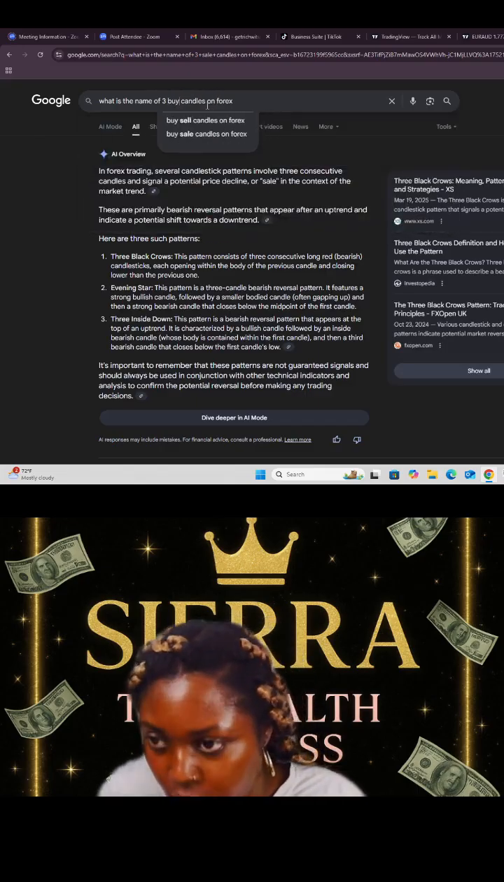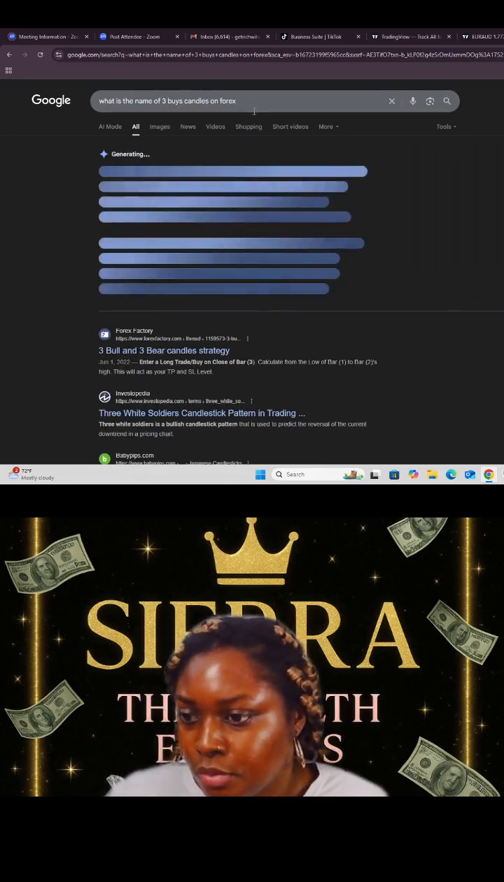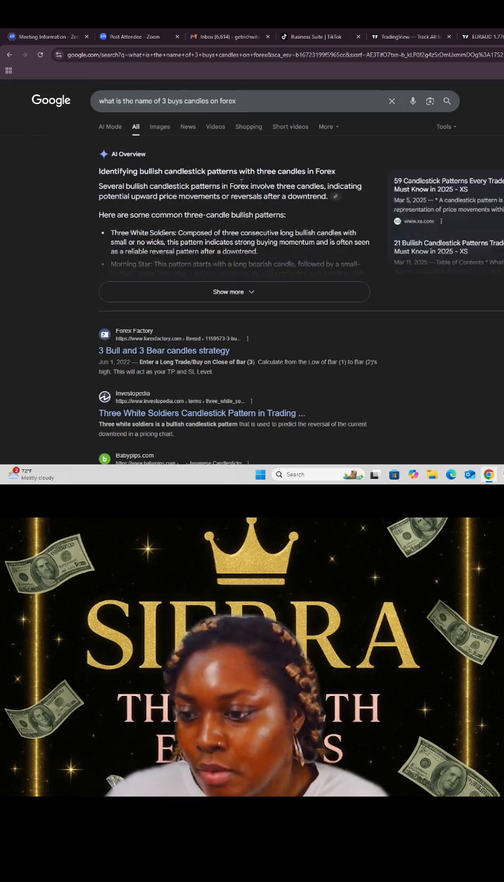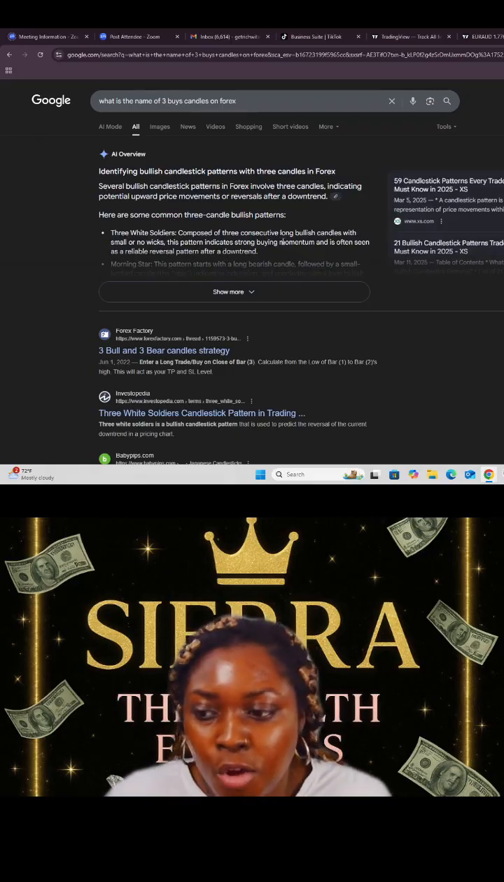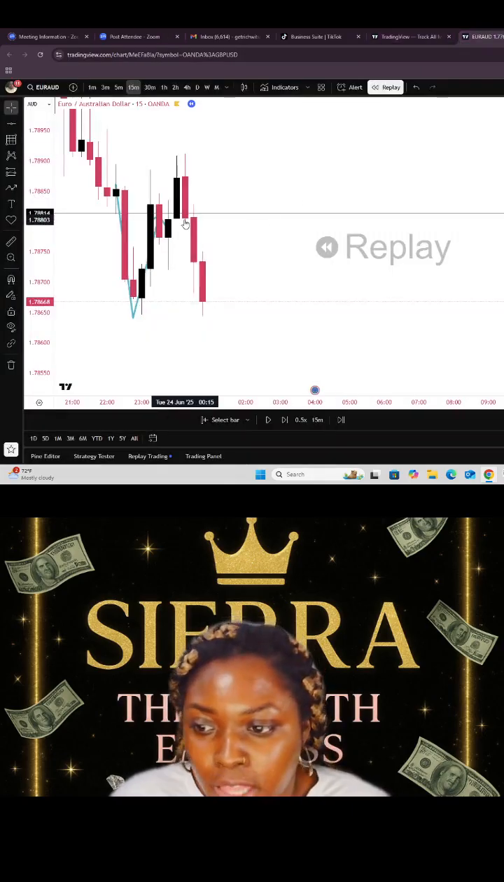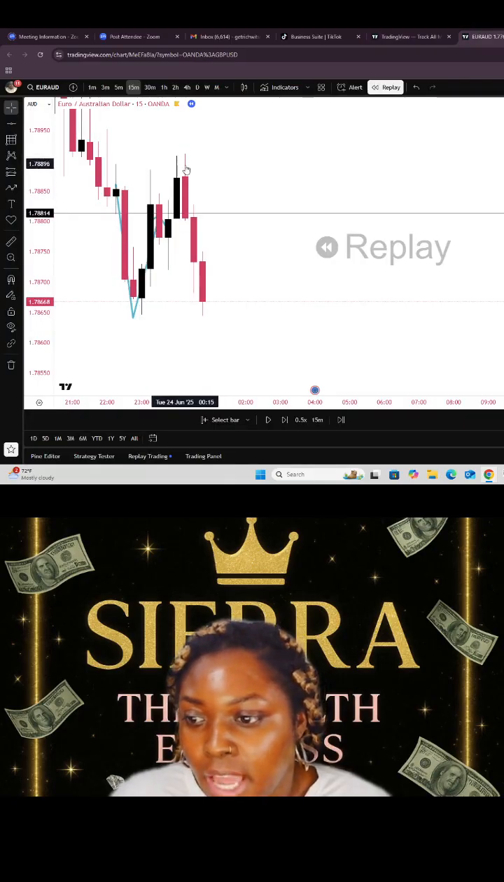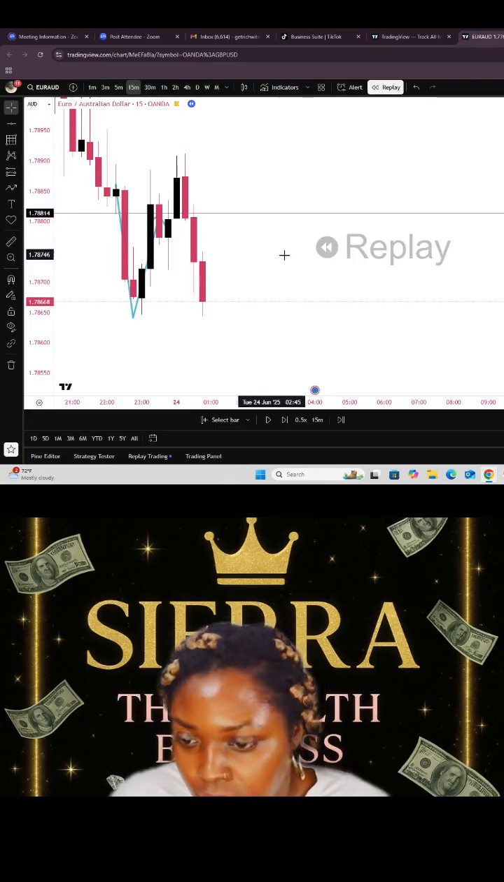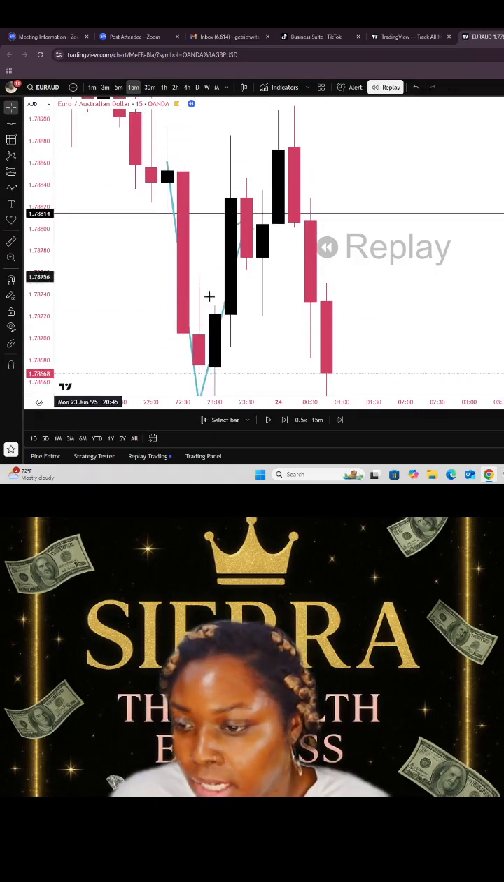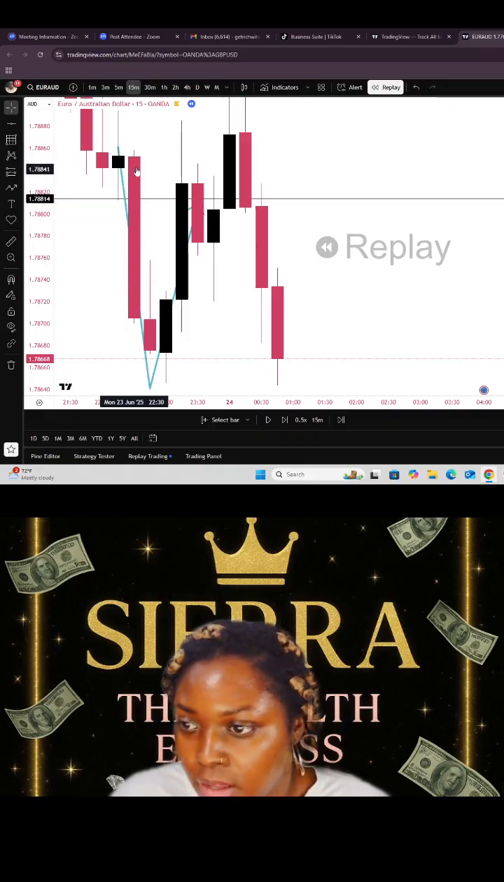And then the opposite, when you see three bullish candles, is three white soldiers, composed of three consecutive long bullish candles with small or no wicks. When you see candles like this with small or no wicks, that's letting you know that the market makers have put a lot of money into the market. Candles like this right here, see, it's barely any wick.